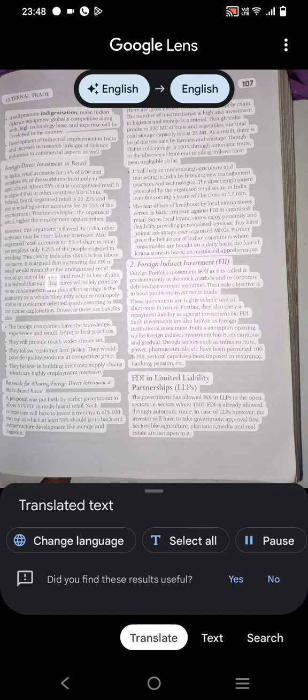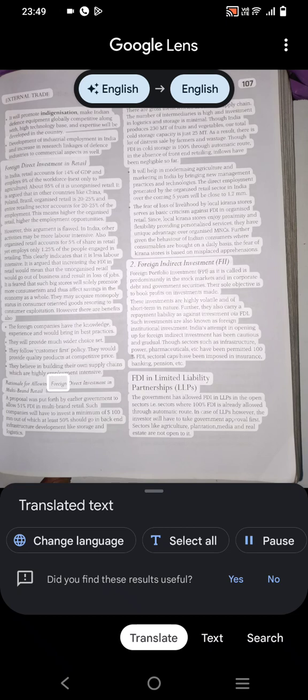It is feared that such big stores will solely promote more consumerism and thus affect savings in the economy as a whole. They may acquire monopoly status in consumer-oriented goods, resorting to consumer exploitation. However, there are benefits also. The foreign companies have the knowledge, experience, and would bring in best practices. They will provide a much wider choice. They follow a customer-first policy. They would provide quality products at competitive prices. They believe in building their own supply chains, which are highly employment-intensive.